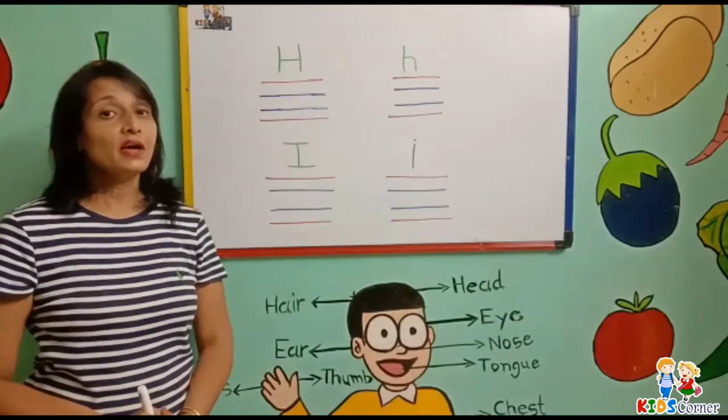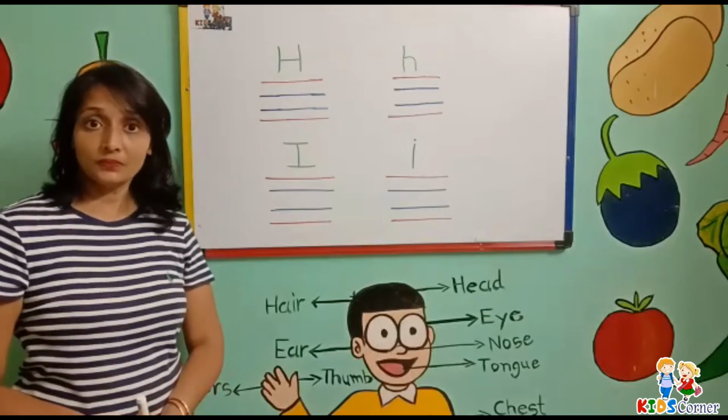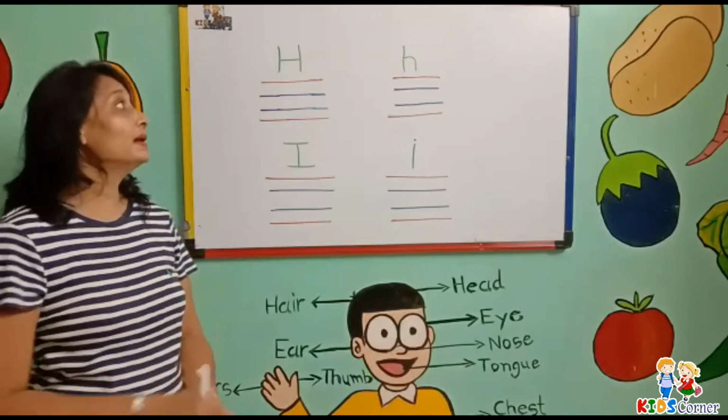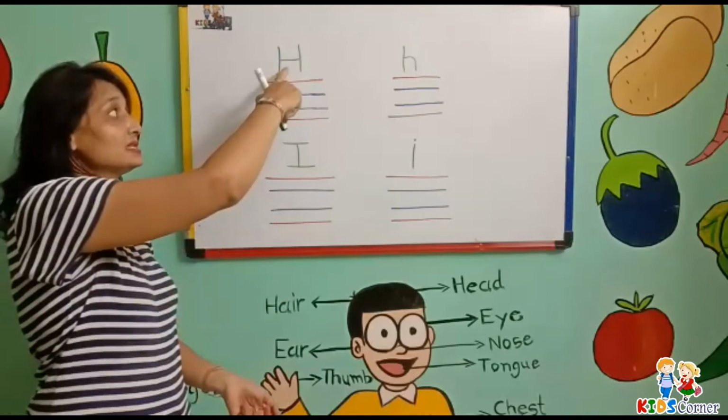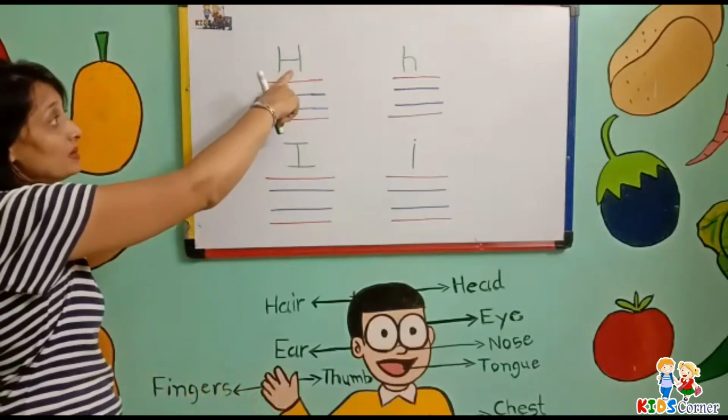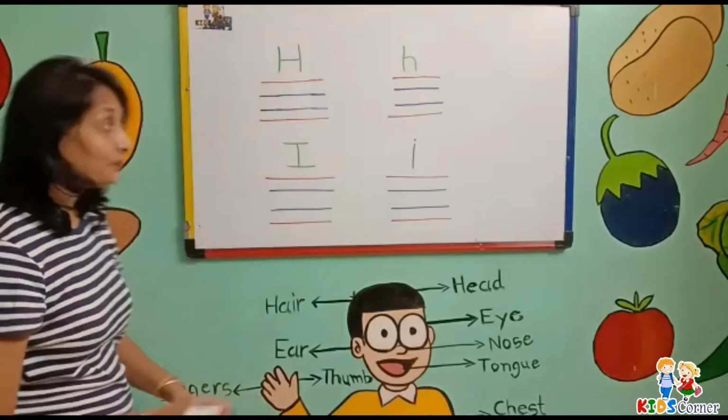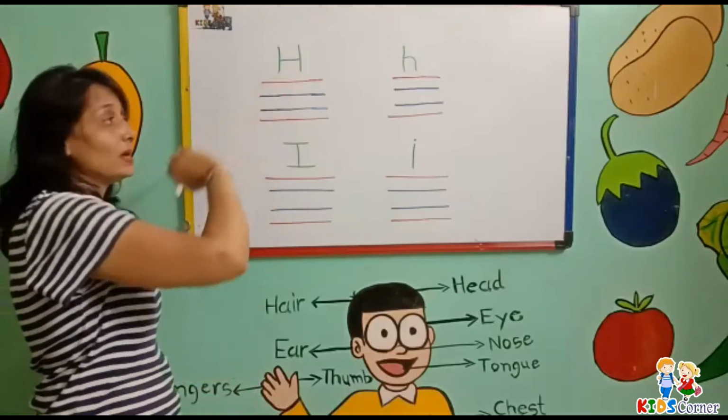Till now we have learned alphabets from A to G. So today we will start with the next alphabet which is H. So let's start with capital H. Capital H you already know how to write. But still we'll revise it once again.